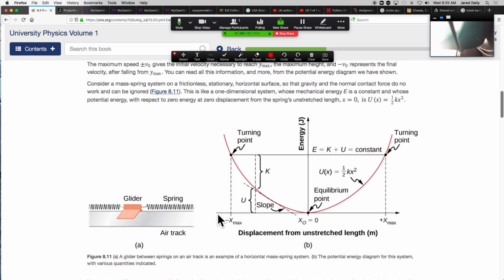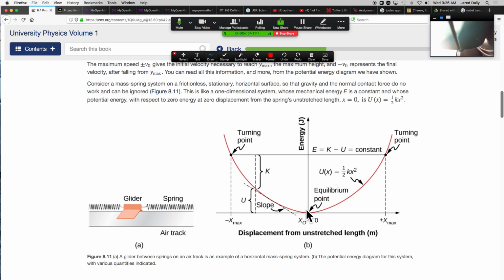This is a representation of the potential energy in a spring with a mass on it. In this case, you have a mass in the middle and a spring on each side. So if it goes this way, it gets pushed back this way. If it goes this way, it gets pushed back this way. It works with just one spring. It doesn't have to have a spring on both sides. But it works with one spring too.